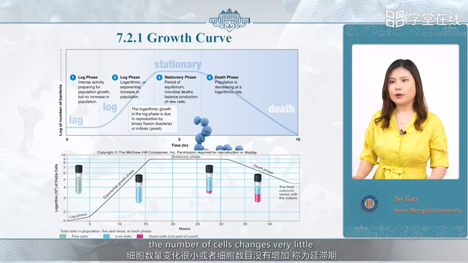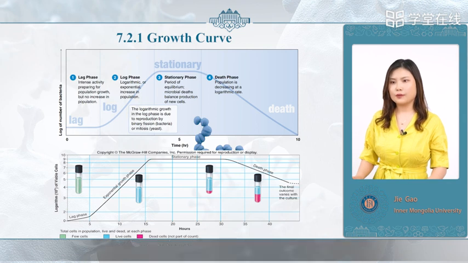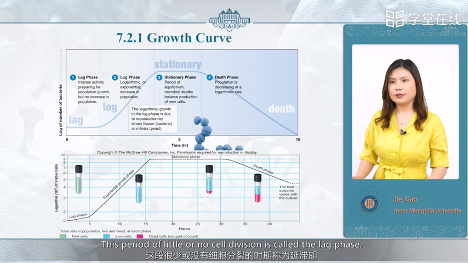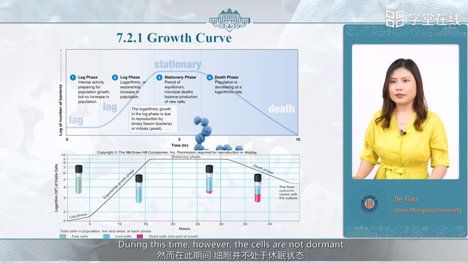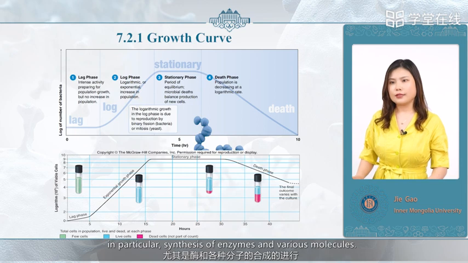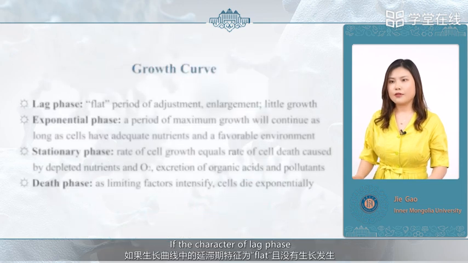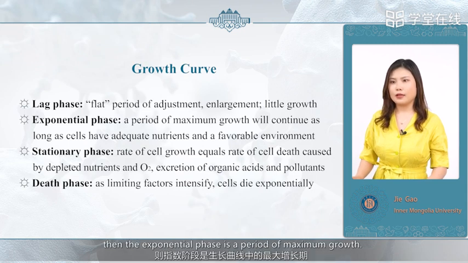For a while, the number of cells changes very little because the cells do not immediately reproduce in a new medium. This period of little or no cell division is called the lag phase, and it can last for 1 hour or several days. During this time, however, the cells are not dormant. The microbial population is undergoing a period of intense metabolic activity involving in particular synthesis of enzymes and other molecules. If the lag phase in the growth curve is flat, with little growth happening, then the exponential phase is a period of maximum growth.